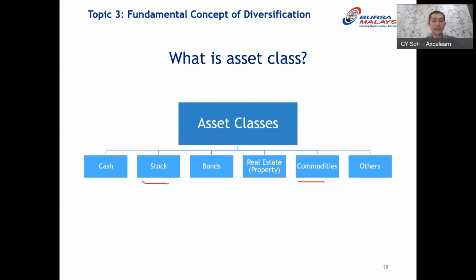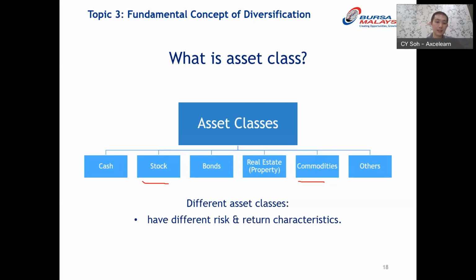So these are other asset classes. Why do we need to put our money into different asset classes? It is because different asset classes have different risk as well as different return characteristics. They have different volatility. For example, stocks and bonds. Stocks perform differently from bonds, right?